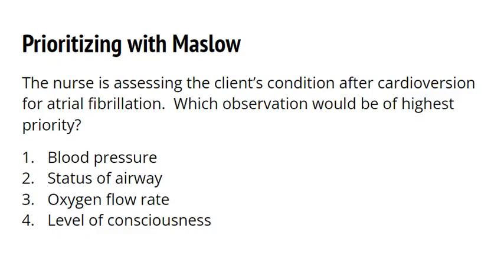The nurse is assessing the client's condition after cardioversion for atrial fibrillation. Which observation would be of highest priority? Starting again with the first step of Maslow, are my answer choices physio or psych? Blood pressure is physio. Status of airways, physio. Oxygen flow rate doesn't really fit either. Level of consciousness is physio. So I have 3 physios. I can't eliminate from there. I need to move on.